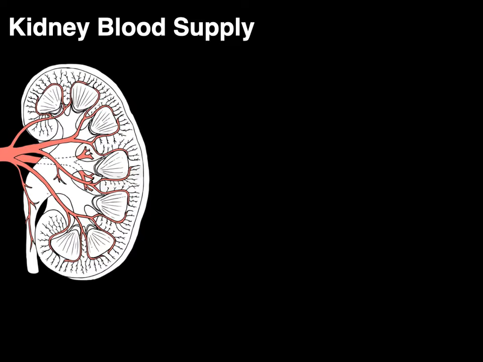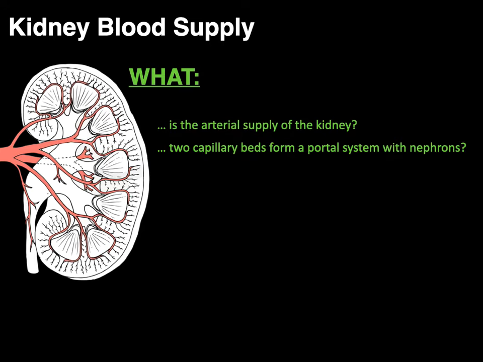Okay, we're going to talk about kidney blood supply and answer the questions. What is the arterial supply of the kidney? What two capillary beds form a portal system with nephrons? And what's the venous drainage of the kidney?